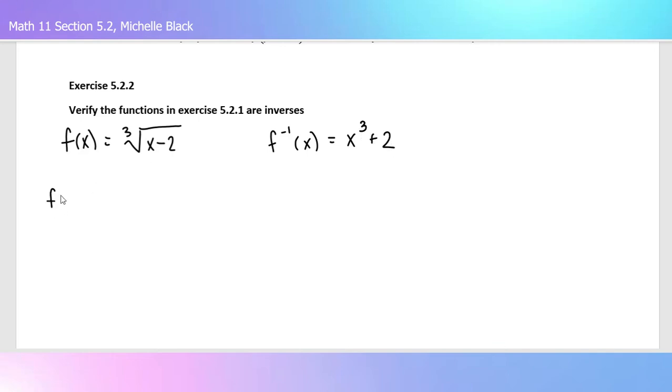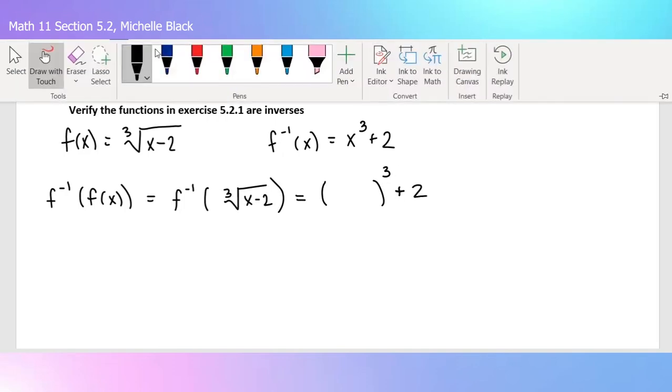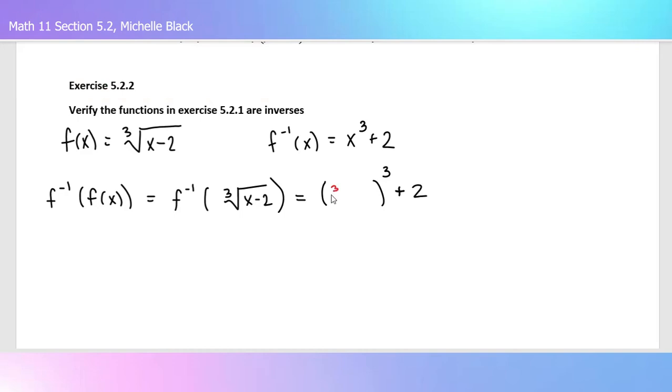So let's start with f inverse of f of x. F of x is this cube root of x minus 2. So I'm going to write that inside. Now remember how composition works. I'm going to go into my f inverse function, and instead of having x, I'm going to write the cube root of x minus 2. So that's my new input. So notice it looks just like this function, but instead of x, I have this new input.